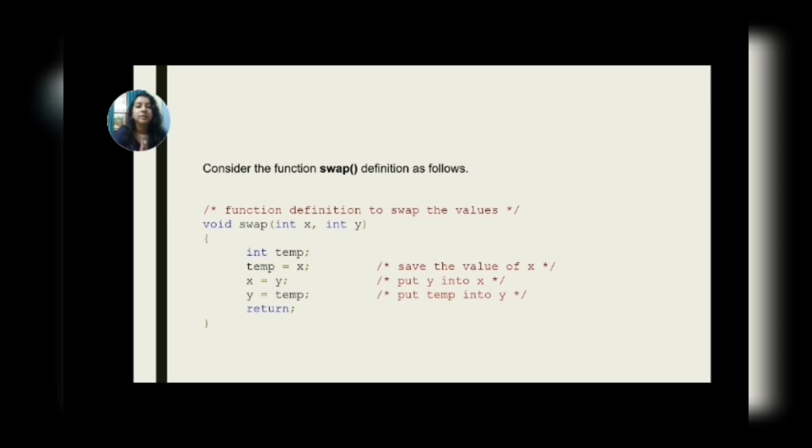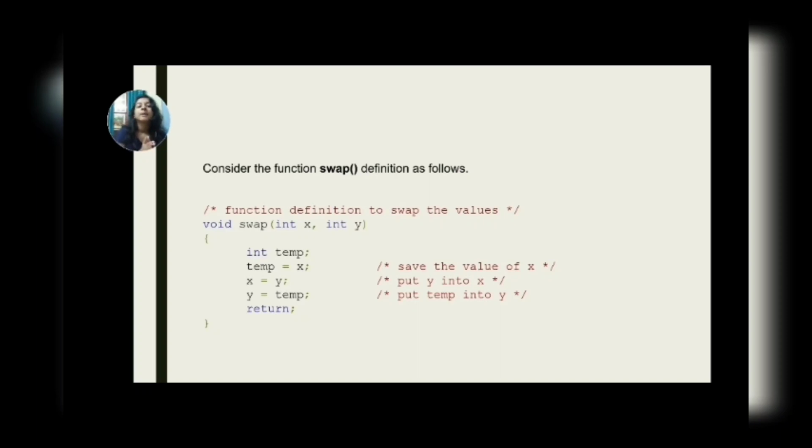Here the function is defined, void swap. Int x and y are the two integers which are passed into the function whose values you need to interchange. Then another temporary variable int temp is declared. Then first of all, temp is assigned the value of x. The value of x gets saved into temp.